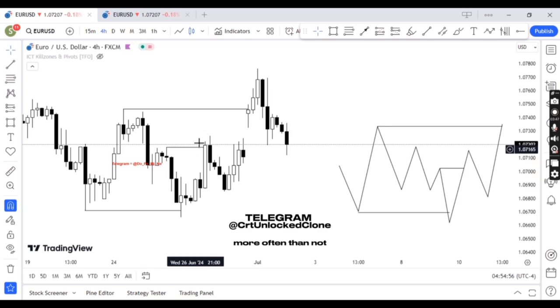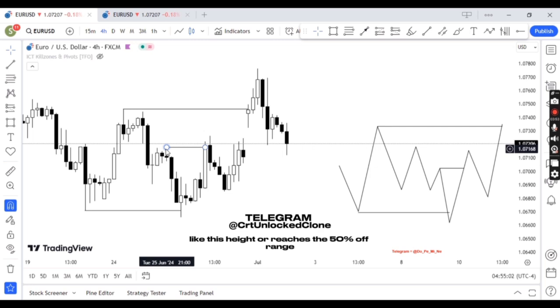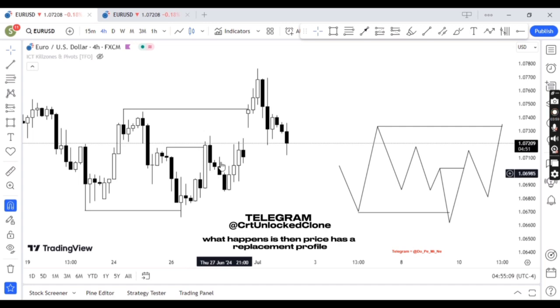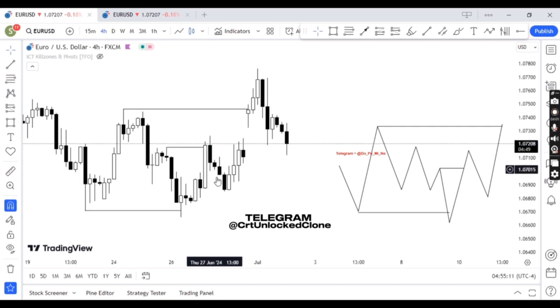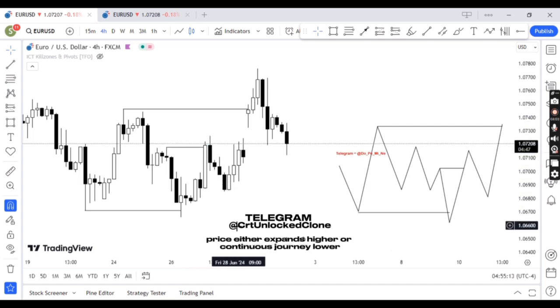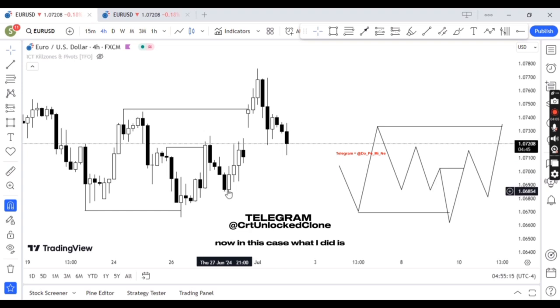More often than not, after price takes out an inside range high which lies in the 50% of the range like this, right? Or reaches the 50% of the range, price has a retracement profile, and after that retracement profile, price either expands higher or continues its journey lower. Now in this case, what I did is I expected this retracement profile on the 4 hour with a 15-minute time frame entry.